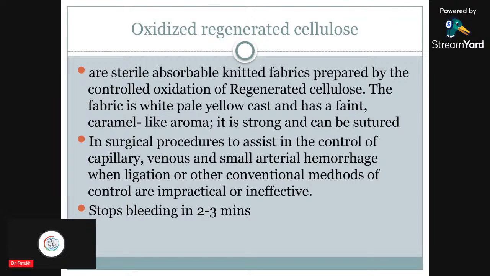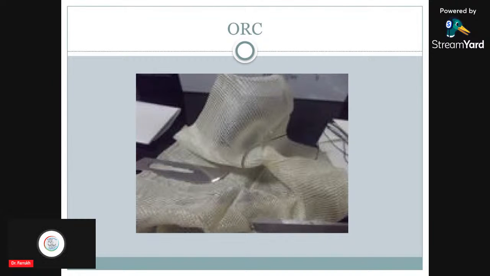Okay. Oxidized regenerated cellulose is a sterile absorbent knitted fabric prepared by the controlled oxidation of regenerated cellulose. The fabric is white with a pale yellow cast and has a faint caramel-like aroma. It is strong and can be sutured. Okay. In surgical procedures, it assists in control of capillary, venous and small arterial hemorrhage when ligation or other conventional methods of control are impractical or ineffective. Okay, it stops bleeding in 2 to 3 minutes. Okay, this is ORC, basically oxidized regenerated cellulose.